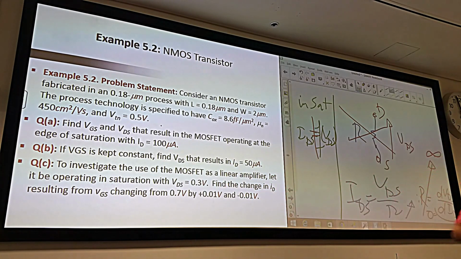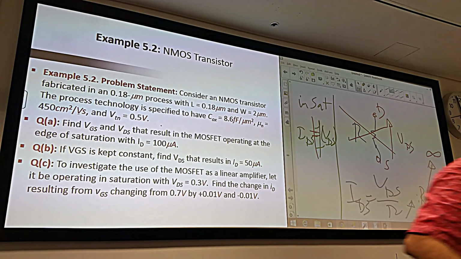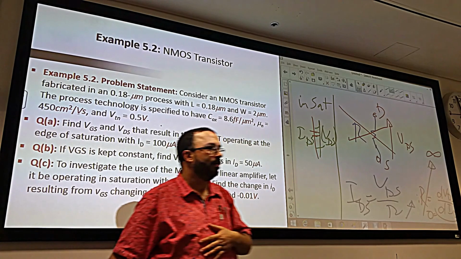Yes, go ahead. But in saturation, where in saturation? It can be anywhere in saturation, yes or no? So if it is below, thank you very much. Excellent, you got 15.